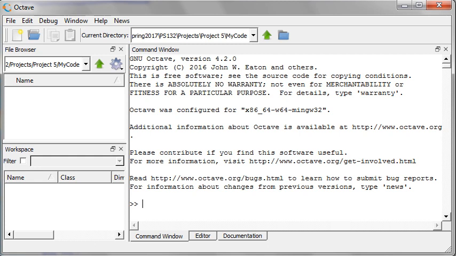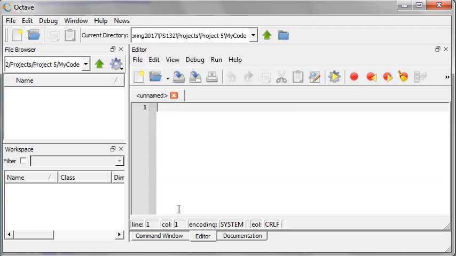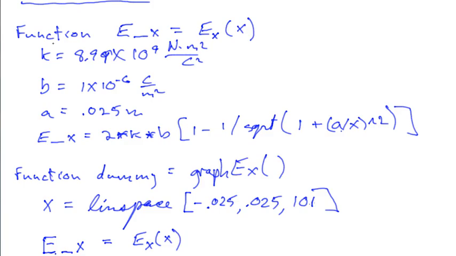This is project 5, video number 2. It's time to code it up. So I have already fired up Octave. I'll go to the editor. And let's see what we got.